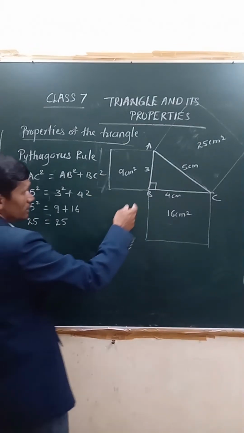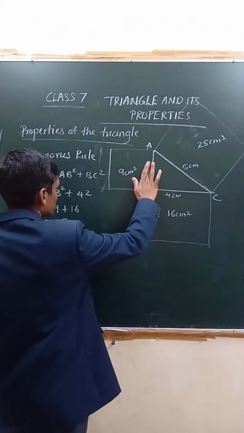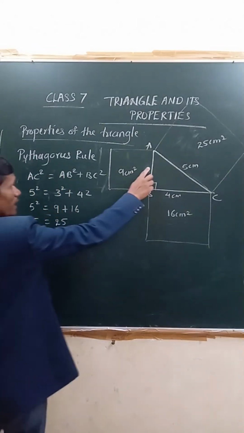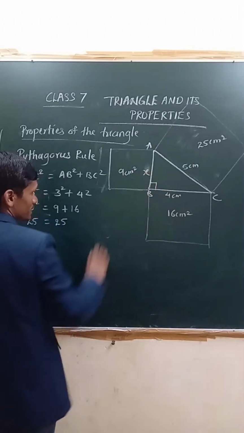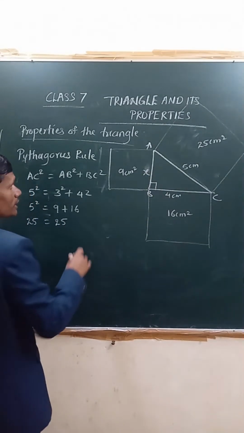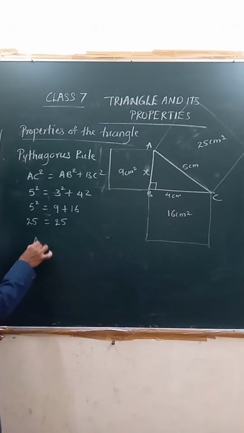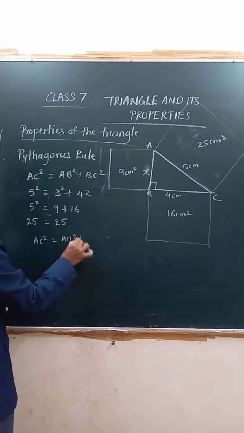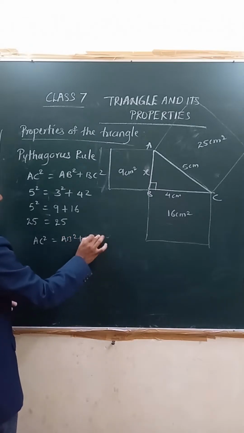Say for example, here if it is not given, 5 and 4 are given, and this is given as x. You have to find out. Okay, I'm saying an example also: here, if you are taking this as AC square equal to AB square plus BC square, we know this, right?